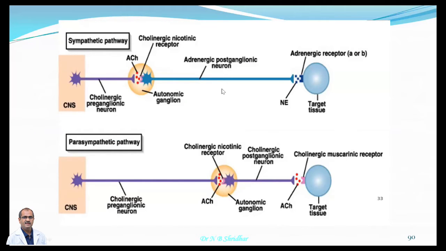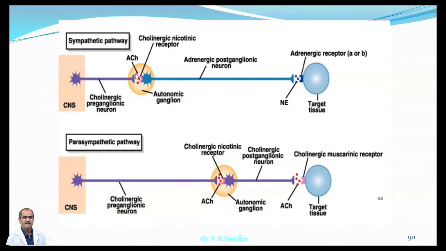Here you can see the difference between the sympathetic and parasympathetic. The preganglionic nerve fiber in the sympathetic is very short, whereas the postganglionic adrenergic neuron is very lengthy, and the ratio is usually 1 to 1 here and 1 to 10 there. The adrenergic receptors, classified as alpha or beta, are present in the target tissue, and the neurotransmitter released is norepinephrine.